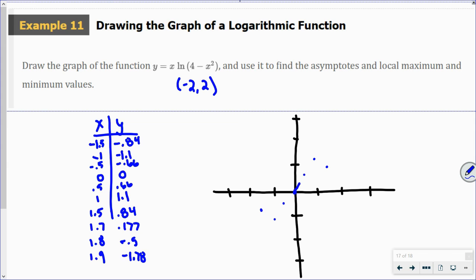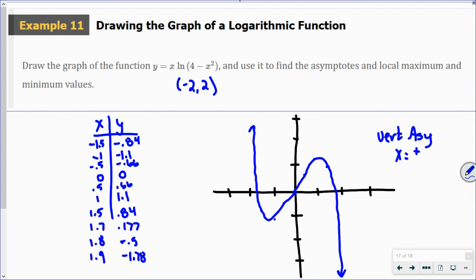So this end comes down like this, and it slowly, as I go down, approaches this positive 2. And this one has symmetry. So as I come down here, it's going to turn and it's going to go up and up and up and slowly approach negative 2. As x goes to negative 2, y goes to infinity. And that's some of those end behaviors that we have talked about. So we actually have vertical asymptotes at x equals plus minus 2.